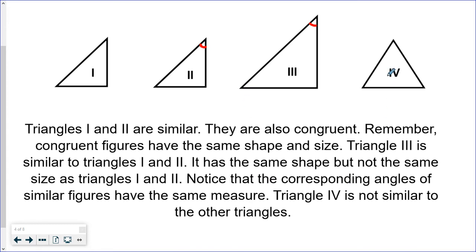But you should notice that triangle number 4, even though it is a triangle, it's not the same type of triangle that 1, 2, and 3 are. So we would say that triangle number 4 is not similar. Okay, so I want to review that.